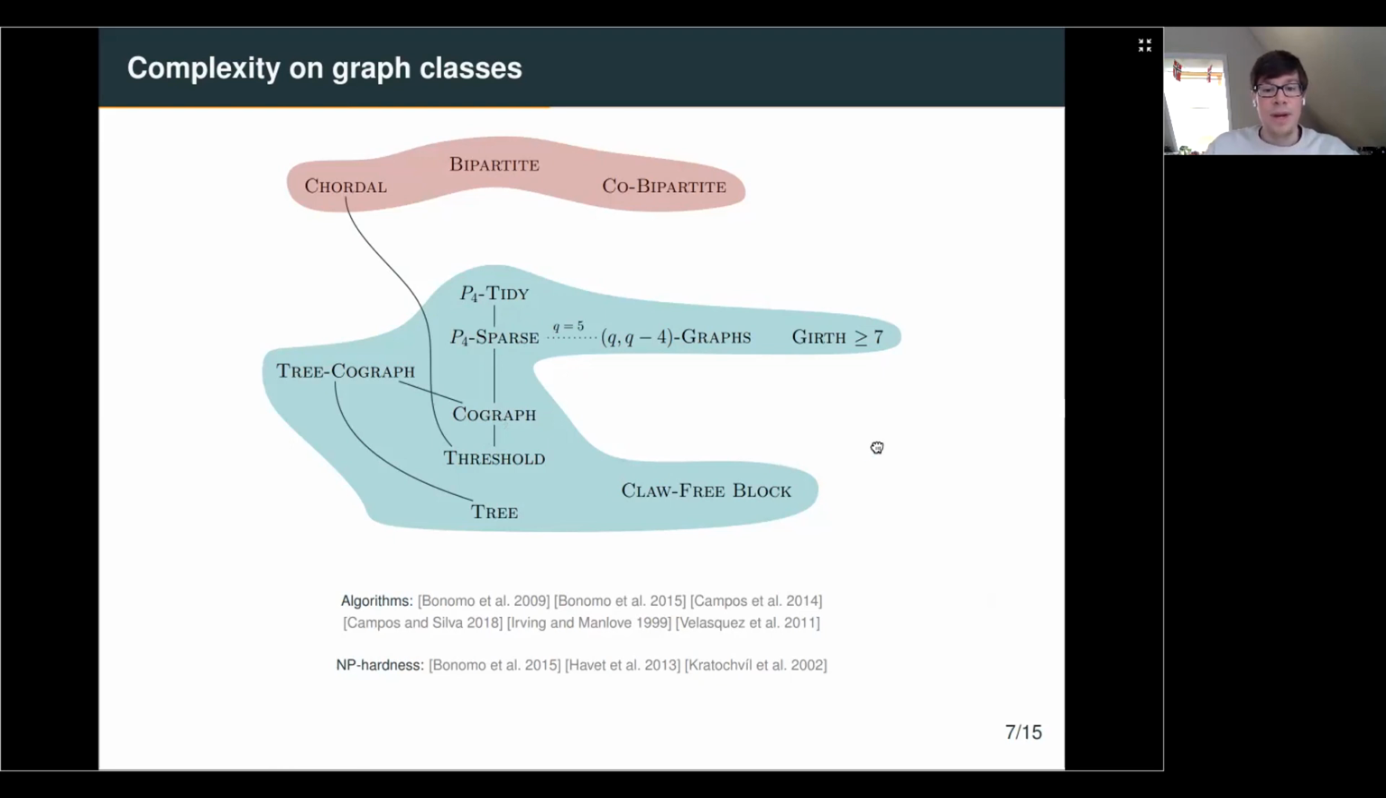All right, so if we look at this picture, we can see that there's a polynomial time algorithm for the problem on claw-free block graphs. So of course, it would be interesting to see what happens on general block graphs. And more generally, it would also be interesting to see how the problem behaves on distance hereditary graphs. Both of these problems have been stated as open problems in the literature.